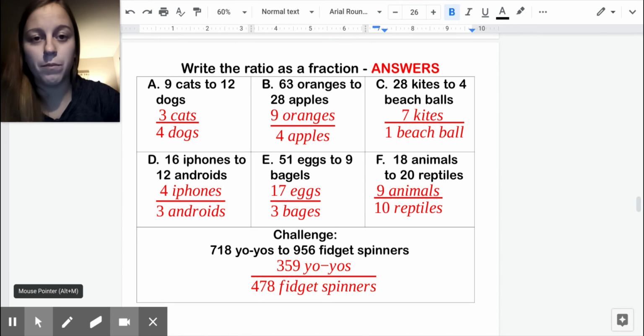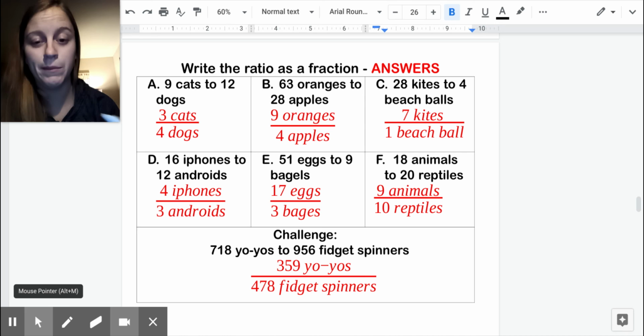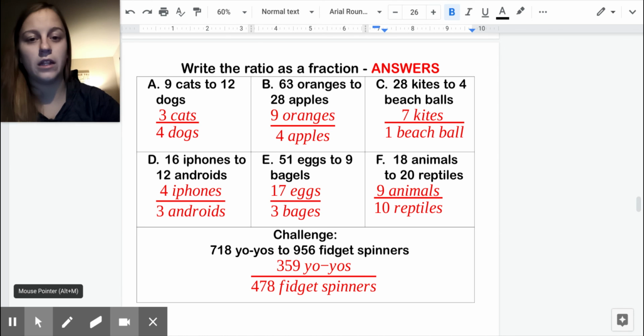I'll tell you guys, when I was younger, elementary, middle school, yo-yos were kind of our fidget spinner. I was never really any good at using a yo-yo, maybe some of you guys are, but definitely that was kind of our fidget toy.